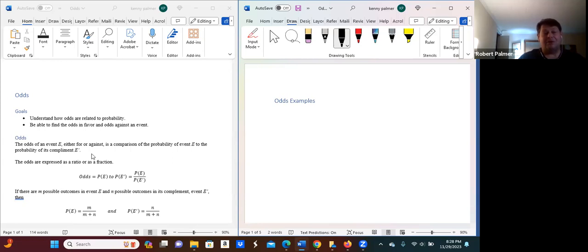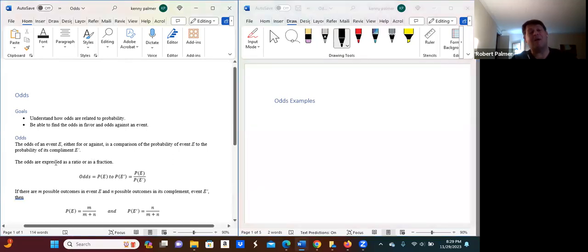So either event E or the complement of E will happen. It's like either it's going to rain or it's not. If the probability that it will rain is 20%, then the probability it won't rain is 80%. So the probability that it will or won't rain is 100%. Either one of those is going to happen. So it's a basic way of comparing the probability of event E to its complement.